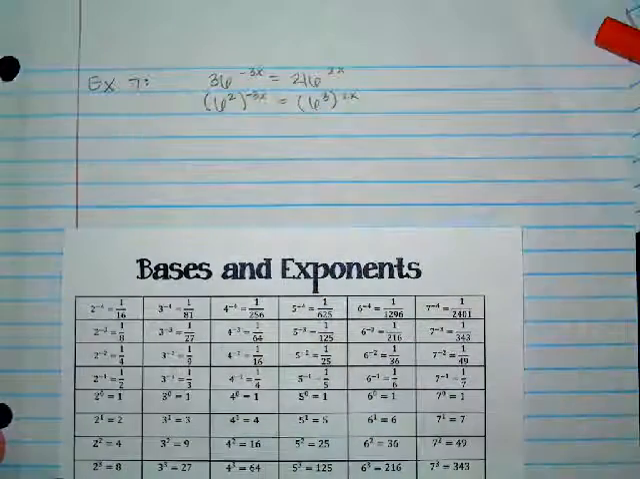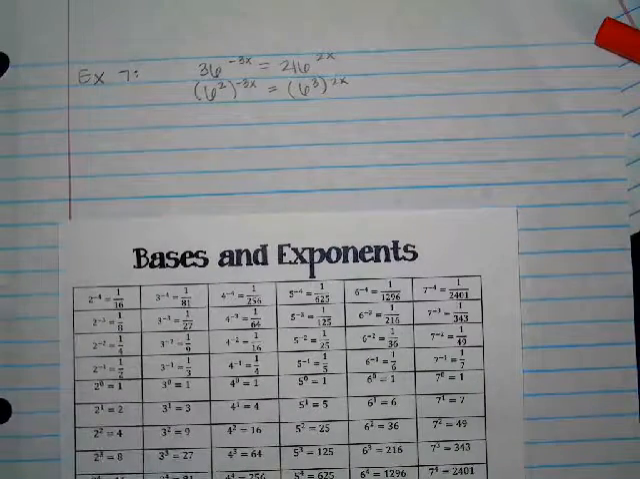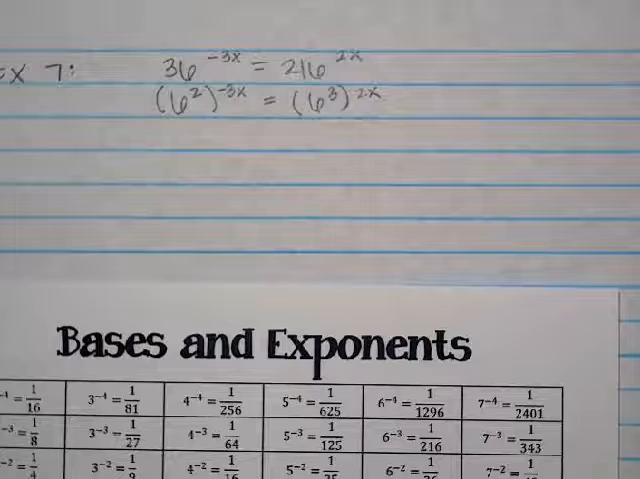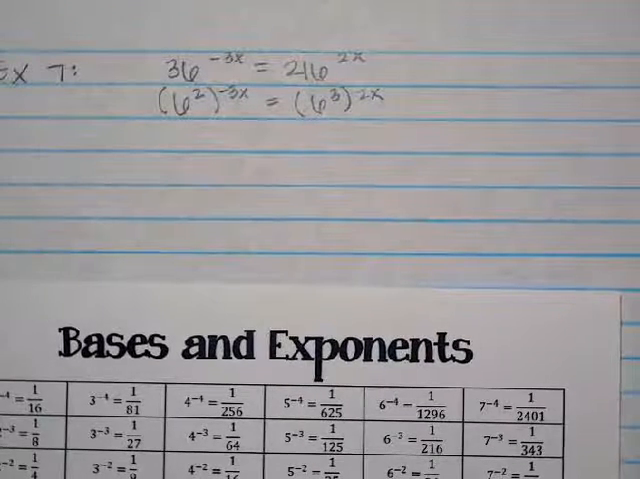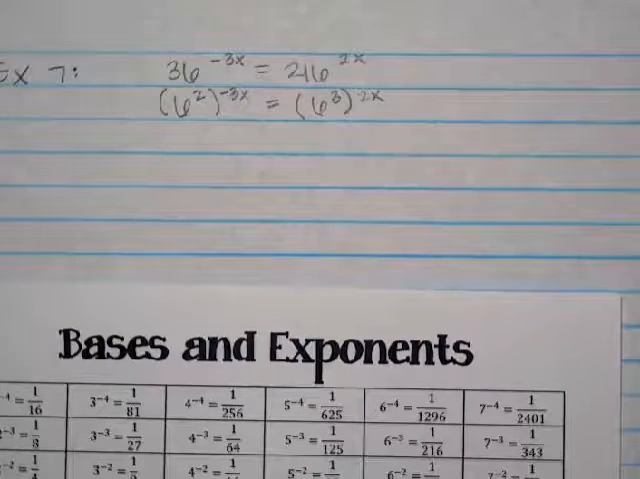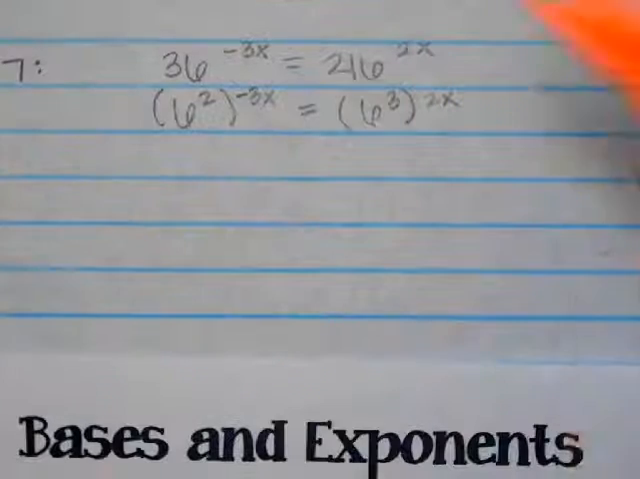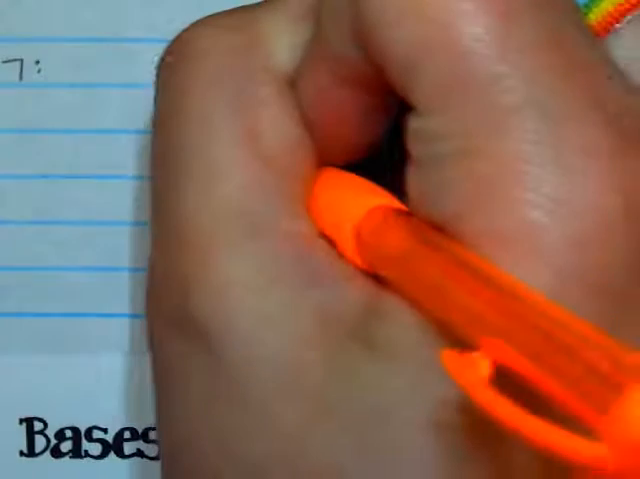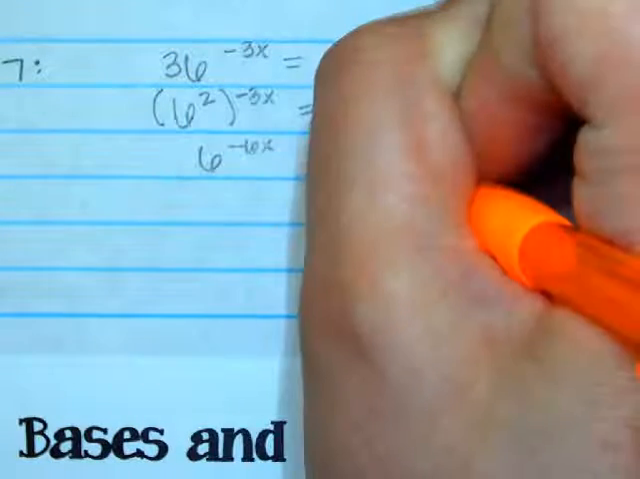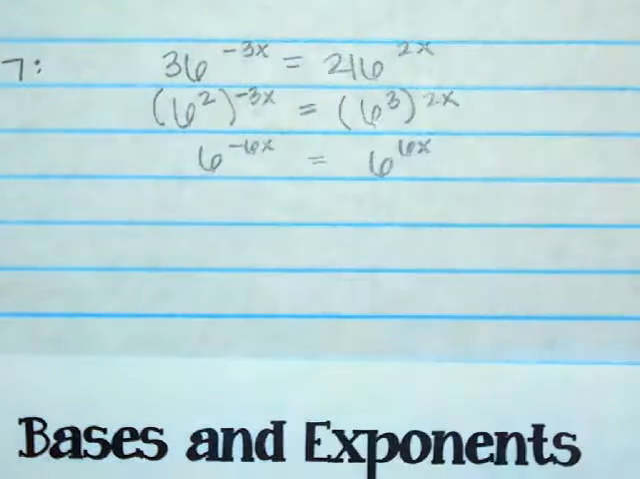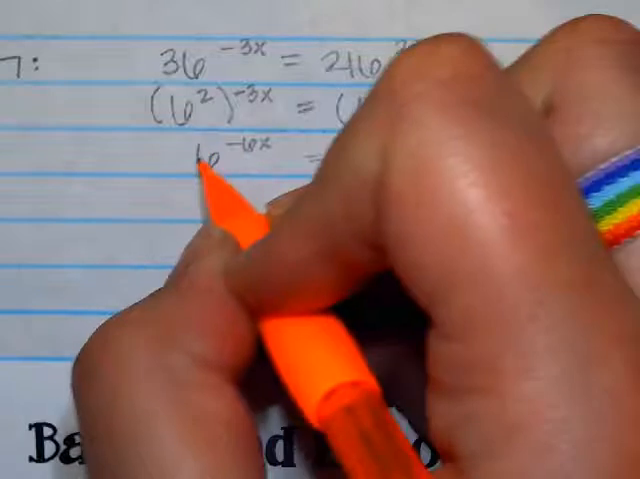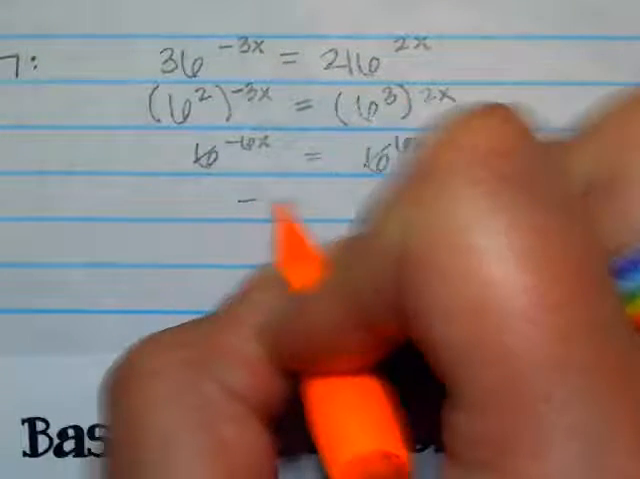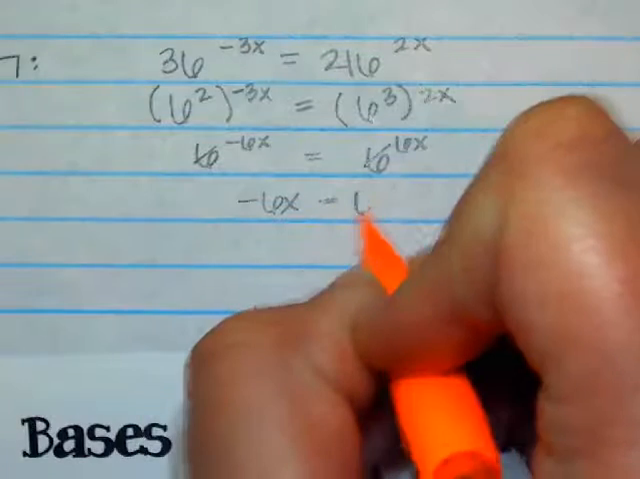Okay? And then if you have an exponent raised to an exponent, what do you do? Multiply. It's okay, your brain tooted a little bit, but we got you. It's just a little brain, you know? All right, so we got 6 to the negative 6x equals 6 to the positive 6x, and at this point we can take those bases, we can just get rid of them. And so we can say negative 6x equals positive 6x.